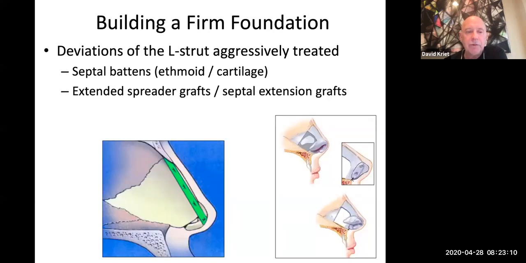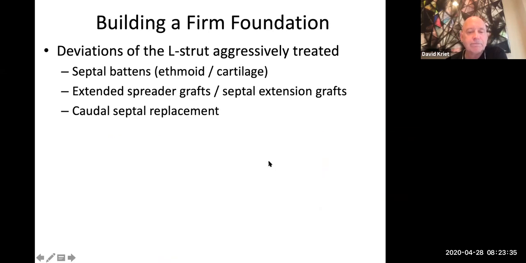So in this case, frequently what we're talking about is extended spreader grafts and caudal septal extension grafts. And this is from Dean Toriumi's paper back when he was describing the use of the caudal septal extension graft. And you can configure that in any number of orientations so that you can control rotation and projection. But it's a super powerful tool, and then your extended spreaders can help to stabilize that.